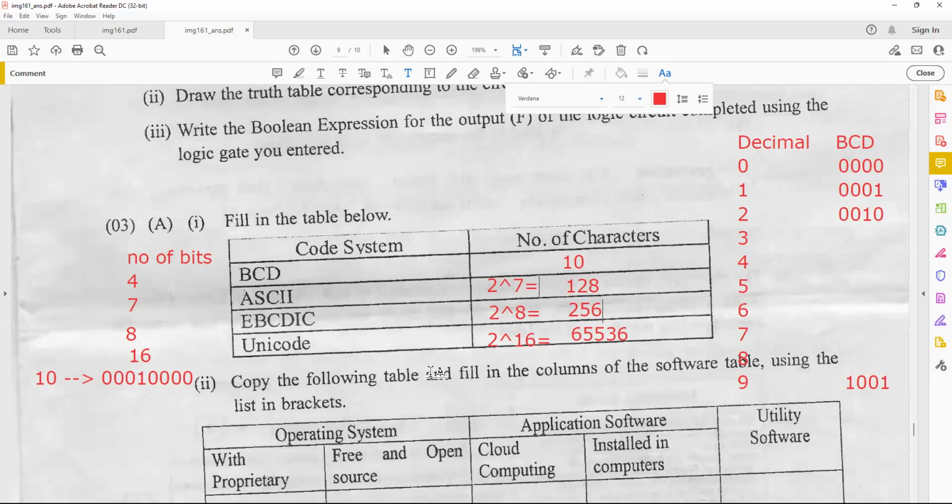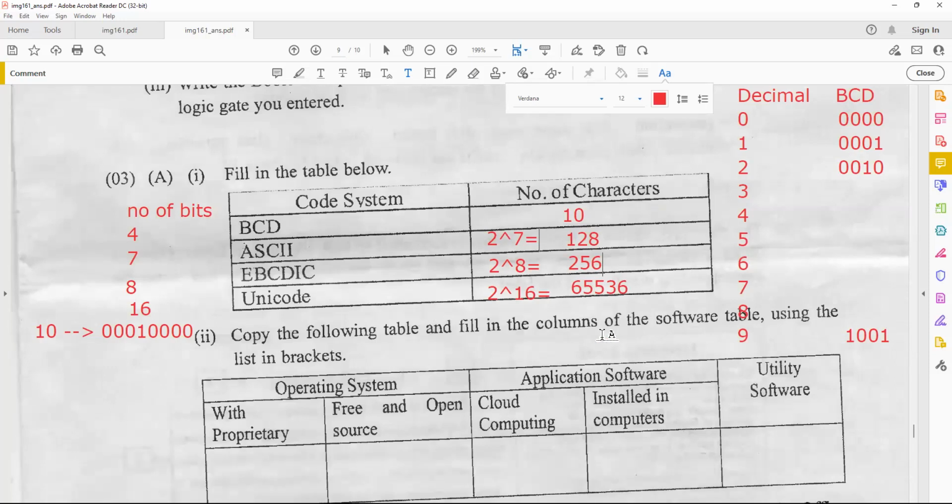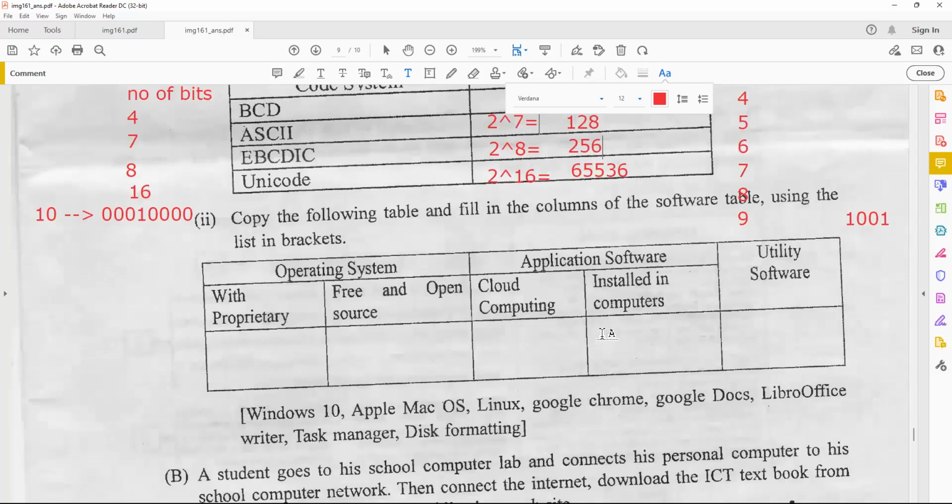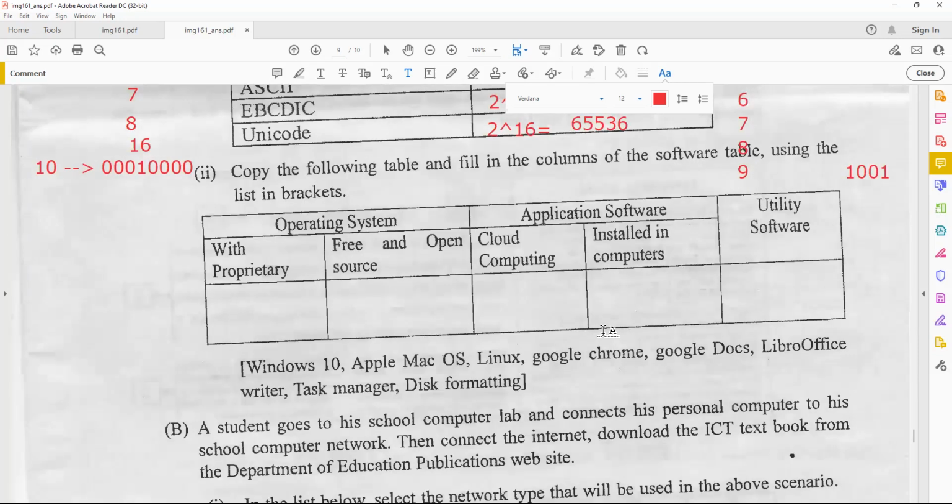Right. Okay, guys. So let's move to the second part. Copy the following table and fill the columns of the software table using the list of brackets. So here is the set of software. You need to put the values correctly in these cages. Yes. Shall we quickly do it? You can type the answers in the chat.